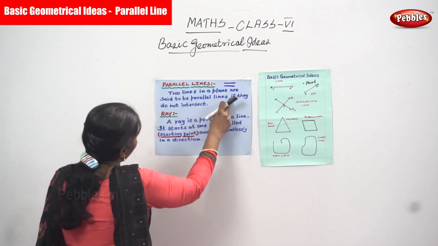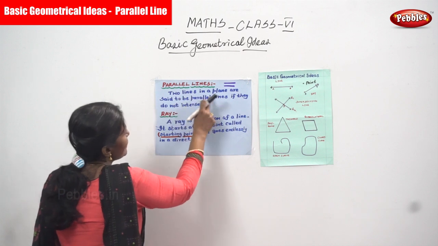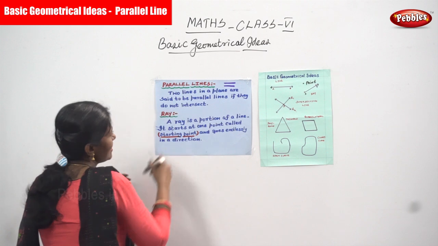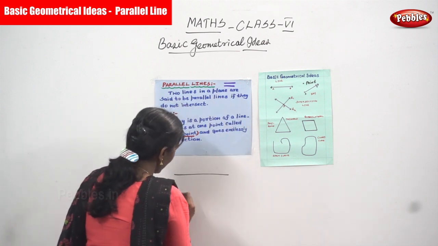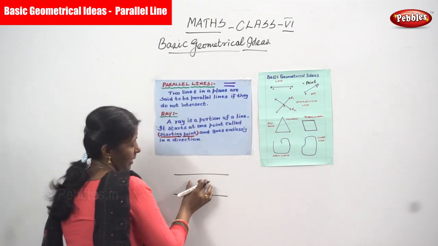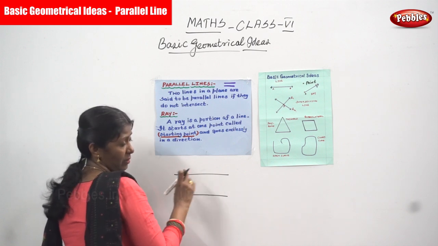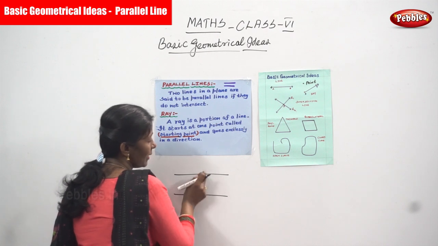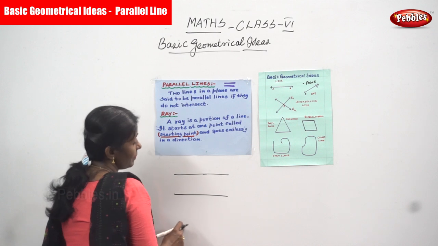Two lines in a plane are said to be parallel lines if they do not intersect. I've drawn this already, but anyhow, I'll draw. This is one line and this is another line. It's like a platform, otherwise we can call it a railway track. Whatever it may be, these two lines are called parallel lines.